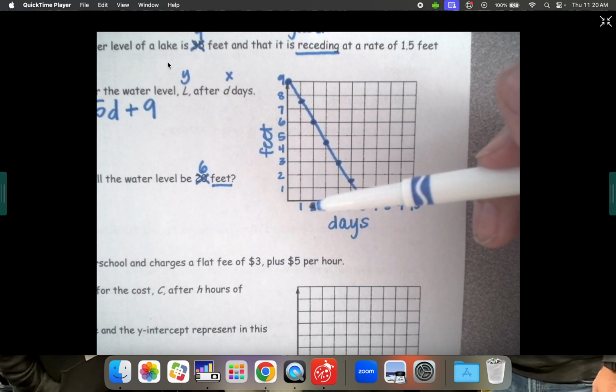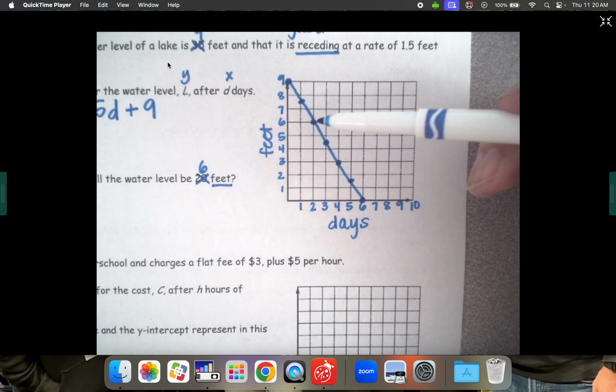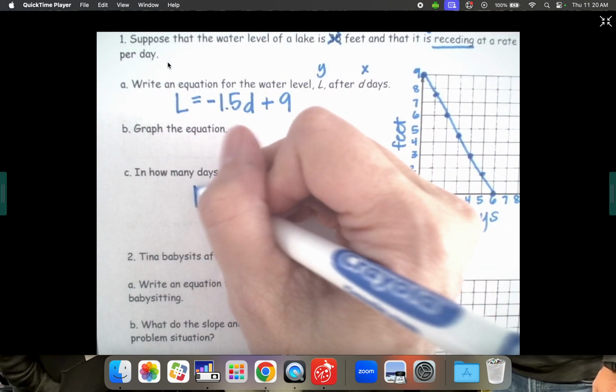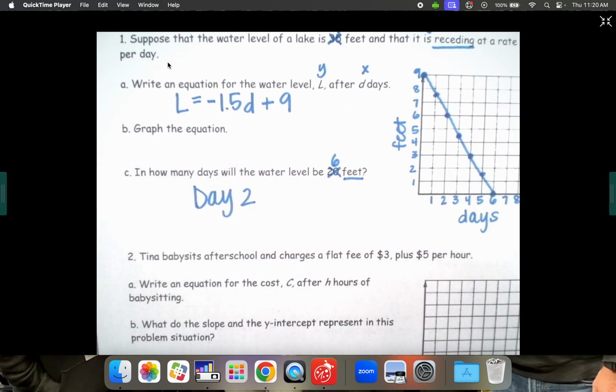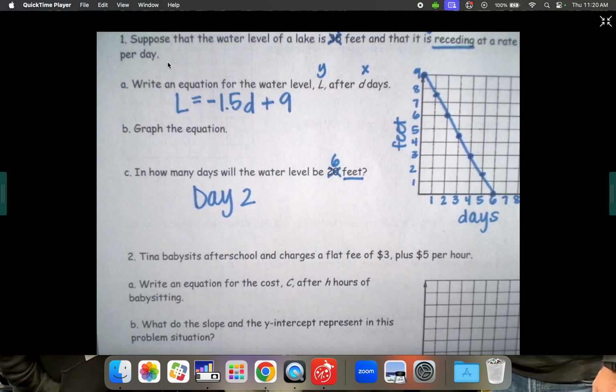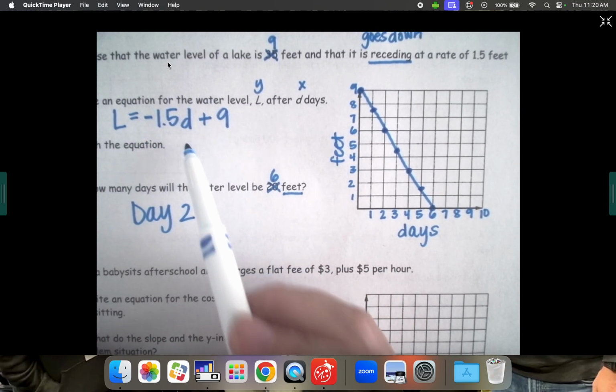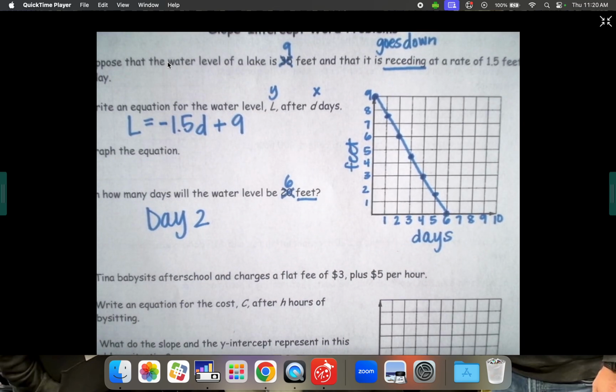So at day 2, it will be down to 6 feet of water. So if we want to know about 6 feet of water, that will be on day 2. Or 2, you could have just put 2 days. Okay, so I really want you to be able to graph a line, to write an equation for it, and then to be able to answer questions about it.